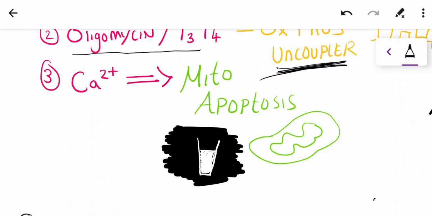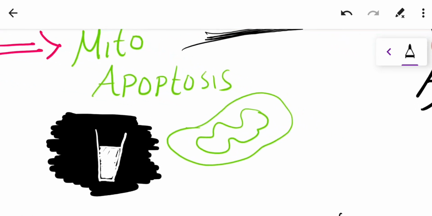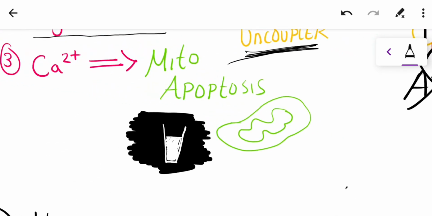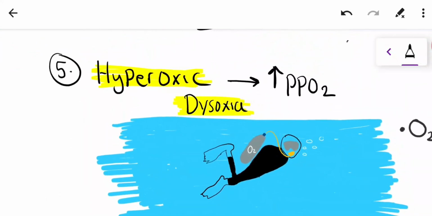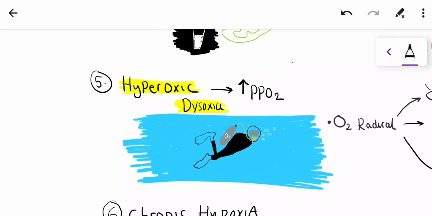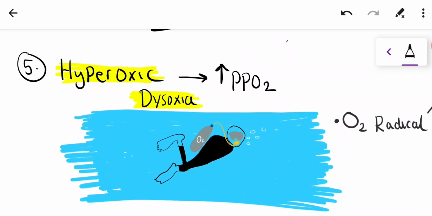Next, calcium overload. I'm not going to go into the details, but basically think of this causing mitochondrial apoptosis. Here's a glass of milk, calcium. All right. Is it finally? No, we got some more.